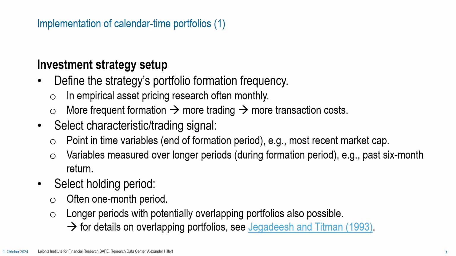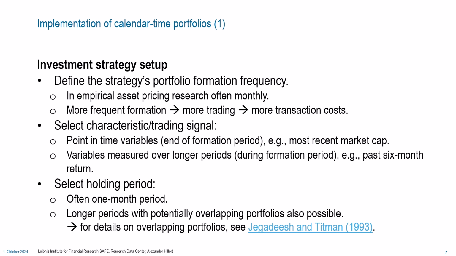Okay, let's start with the investment strategy setup. The first thing you need to think about is what should be the time frequency of your investment strategy. In empirical asset pricing research, a lot of studies are done on the monthly level, meaning that at the end of month T, you sort stocks according to a characteristic, and then you keep your portfolio in month T+1. At the end of T+1, you again sort stocks into new portfolios, keep these positions in T+2, and so on and so forth.